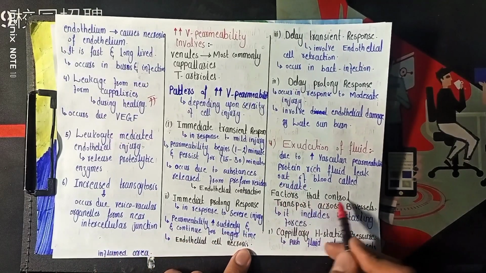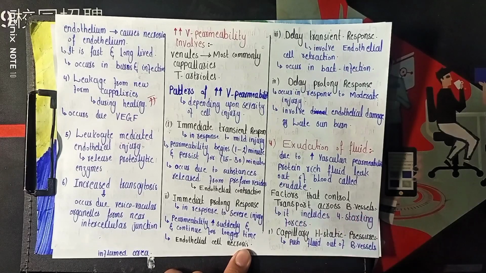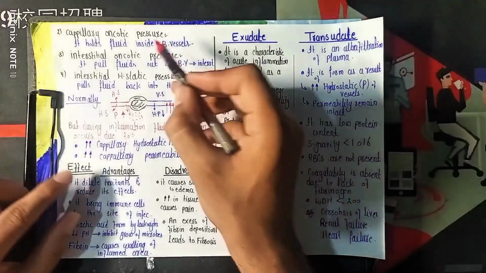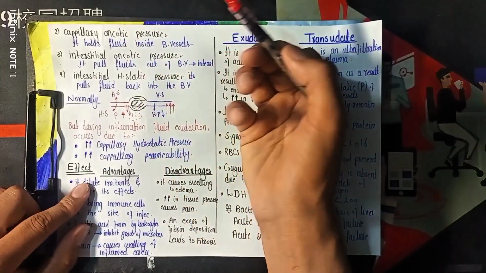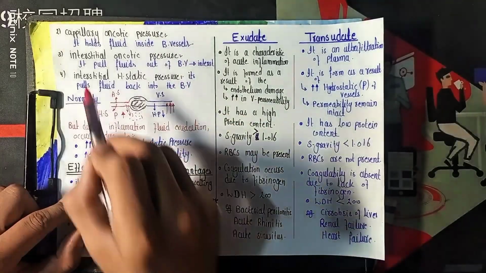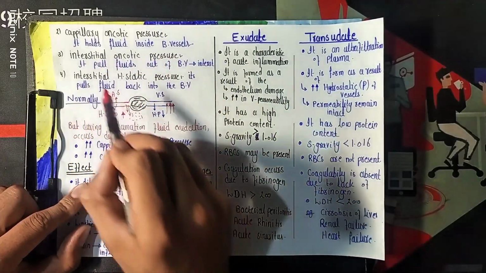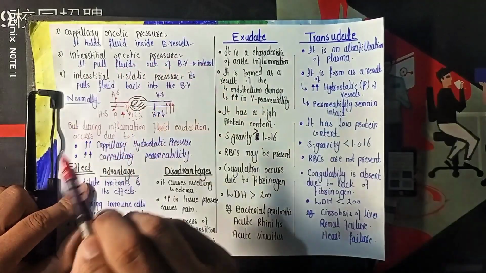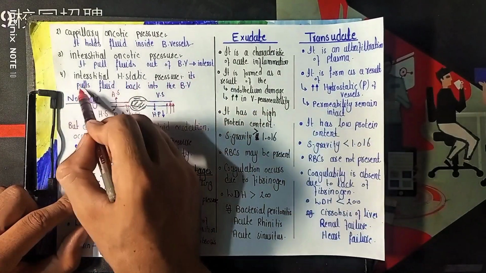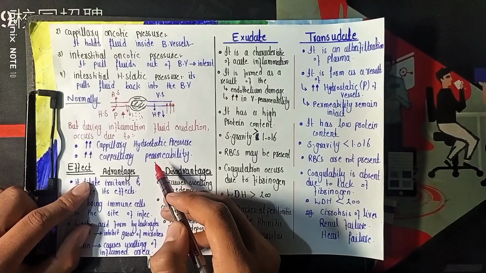Now let's come to the factors that control the transport of substances across the blood vessel. It includes the Starling forces. The first one is the capillary hydrostatic pressure, which pushes the fluid out of the blood vessel. Second is the capillary oncotic pressure. The oncotic pressure is due to the plasma proteins. The capillary oncotic pressure holds the fluid inside the blood vessel. Third is the interstitial osmotic pressure, which pulls the fluid out of the blood vessel into the interstitium. And fourth is the interstitial hydrostatic pressure, which pushes the fluid back into the blood vessel.